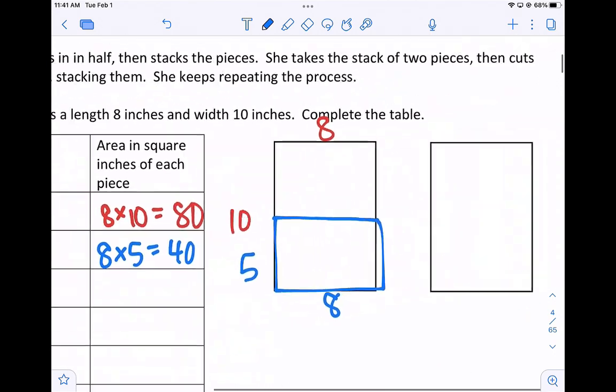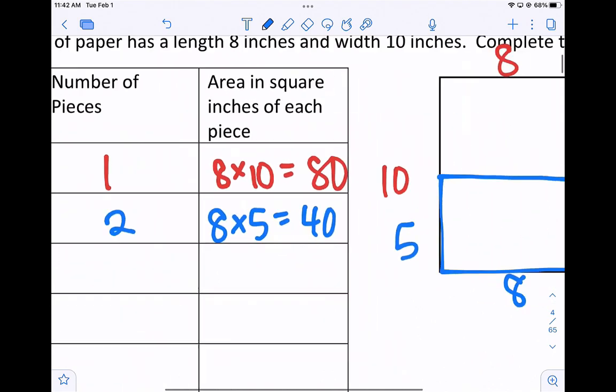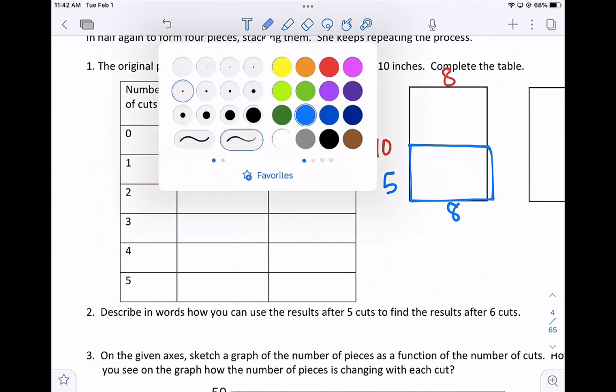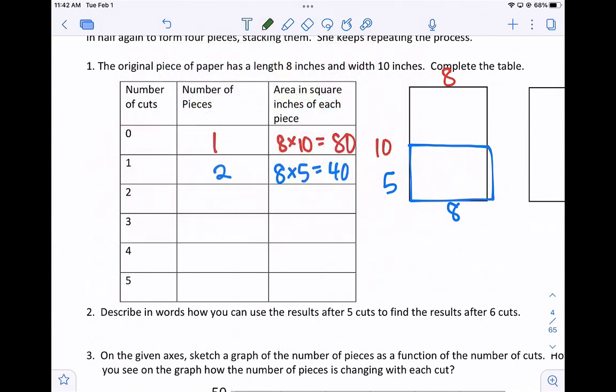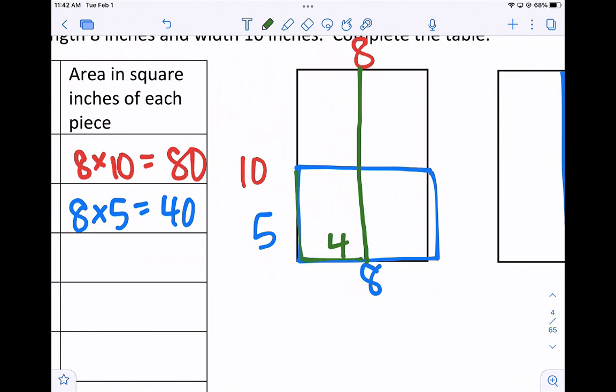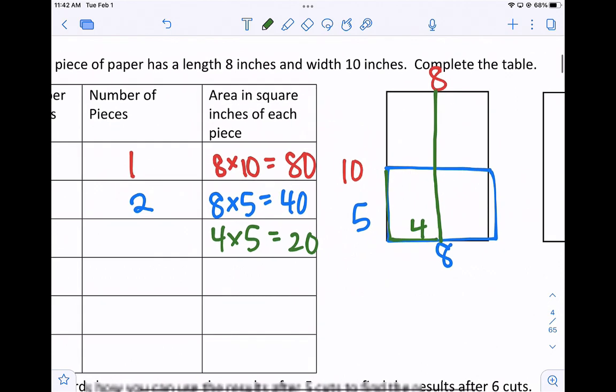What if we cut it this way? If we cut it this way, half of 8 is 4, and 10 we keep the same, so that would be the same thing. It's still 40, and there are still 2 pieces. Okay, so that works. Let's cut it in half again. So we would stack them and cut it this way. If we did that, this side would be 4, this side would be 5. 4 times 5 is 20, and there are 4 pieces.